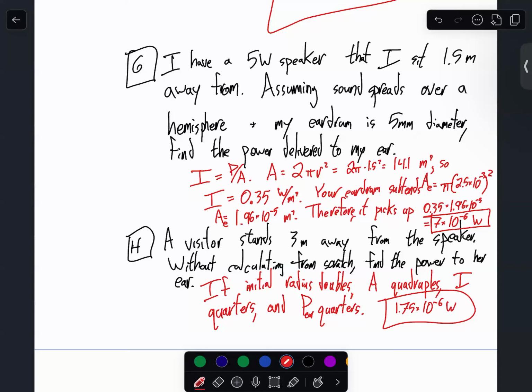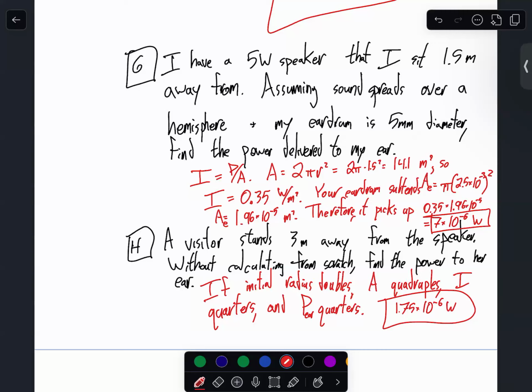Well, my ear is not a square meter. Oh my God, that's a weird head. Maybe the big friendly giant has an ear that big. My ear only has this much area, pi times r squared, because the diameter of the eardrum I gave you is 5 millimeters, I think. So you calculate its area.